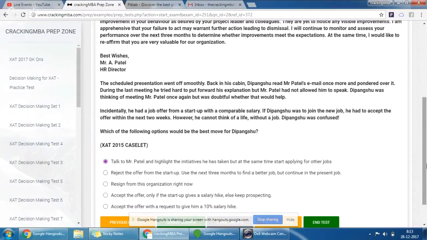Right. And there could be a variety of reasons why Mr. Patel could not have allowed him to speak. Perhaps there were other people in the meeting. Perhaps there were other agendas in the meeting, right? So there are a variety of reasons why they did not allow him to speak. But speaking one-on-one may be possible, right?